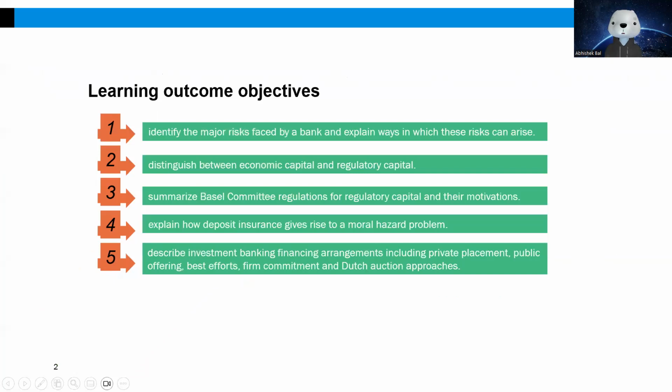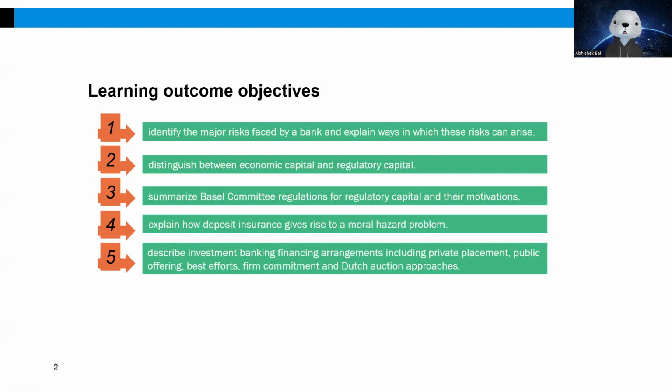What are the learning objectives? Identify the major risks faced by a bank and explain the ways in which these risks may arise. Distinguish between economic capital and something called the regulatory capital. Summarize the Basel Committee. What is a Basel Committee? We will come to know a little later. The regulations of the Basel Committee and the requirement of the regulatory capital.